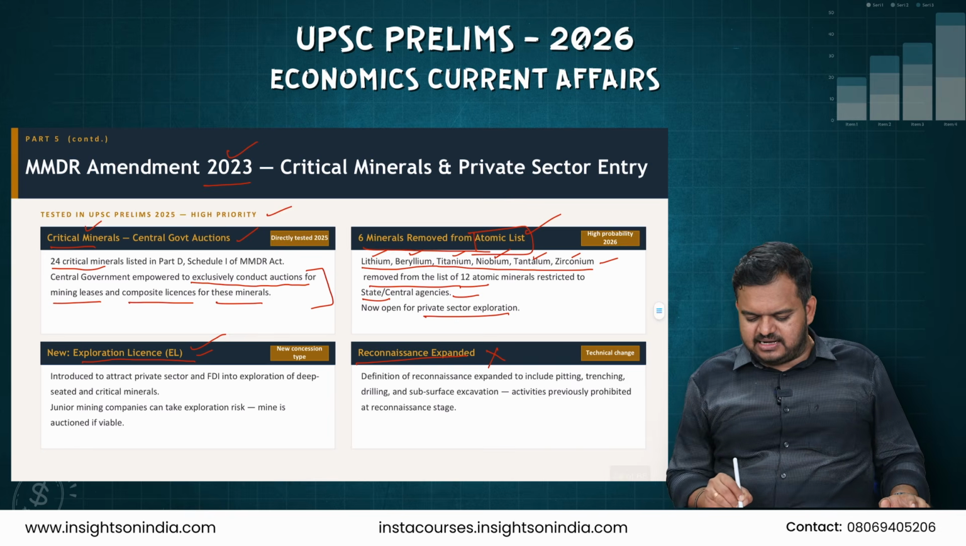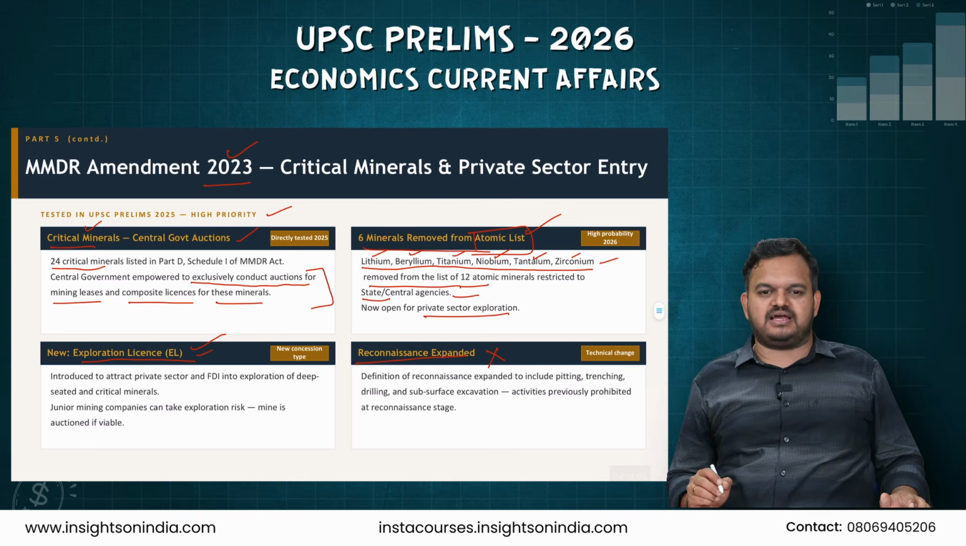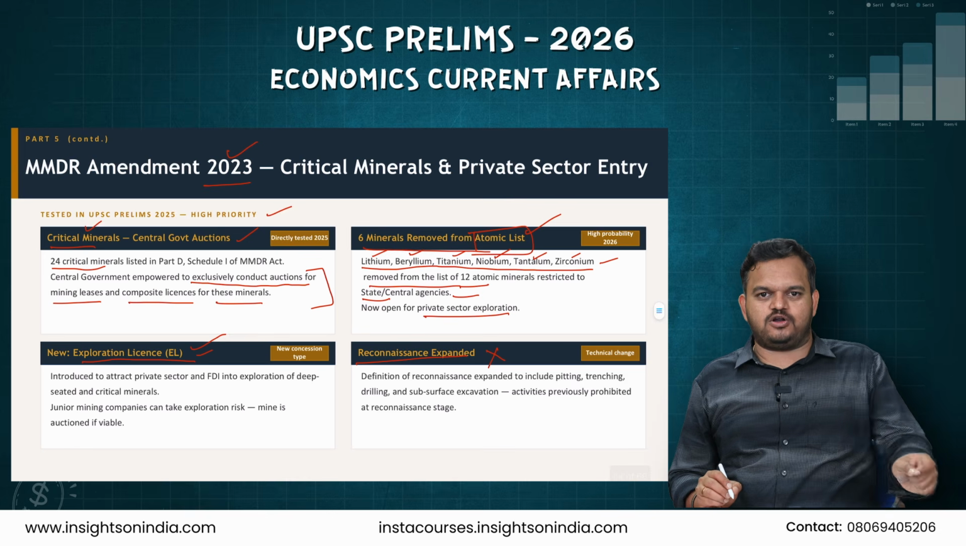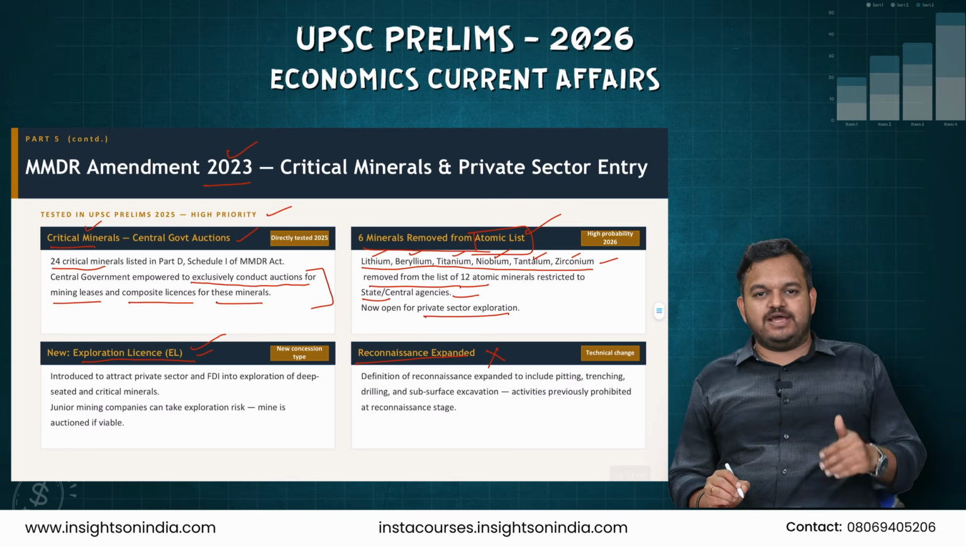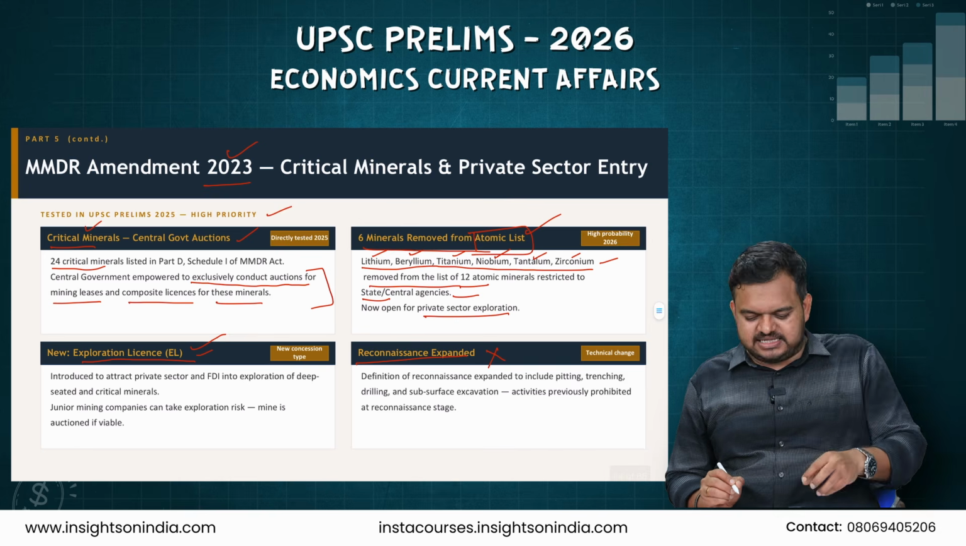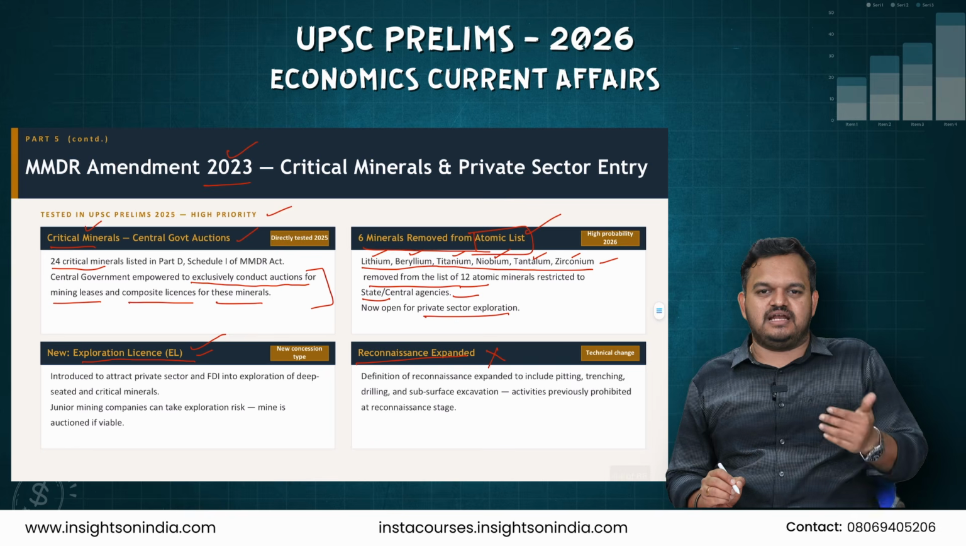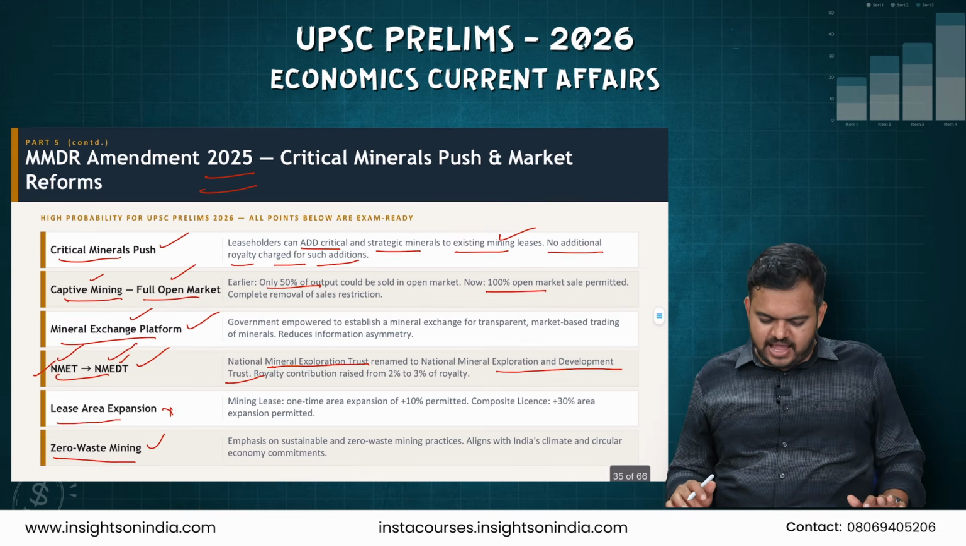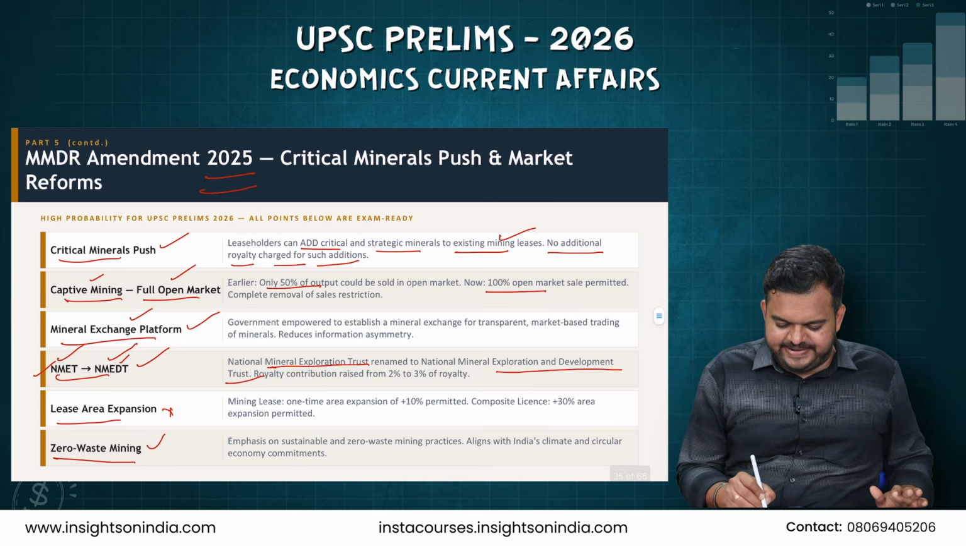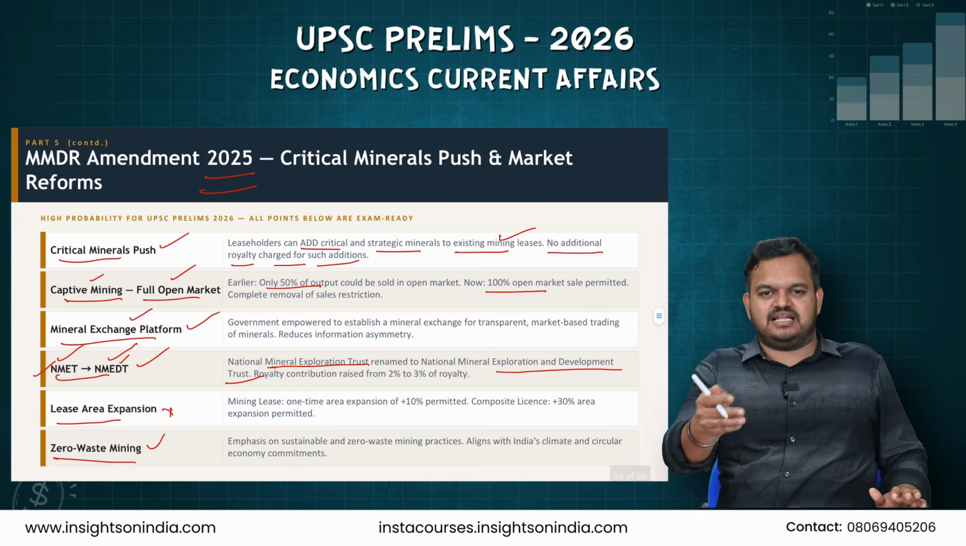Right. And the other amendment is reconnaissance expanded. We don't need this. Six minerals are removed from the atomic list. The critical minerals list has been maintained under the MMDR Act, which is under the exclusive jurisdiction of the central government. The third thing is a new kind of licensing, called exploration licensing, has been introduced. All these things are important because we are discussing a lot about critical minerals and rare earth elements, right? And there is a recent amendment, the 2025 amendment. That is why the MMDR Act is in the news.